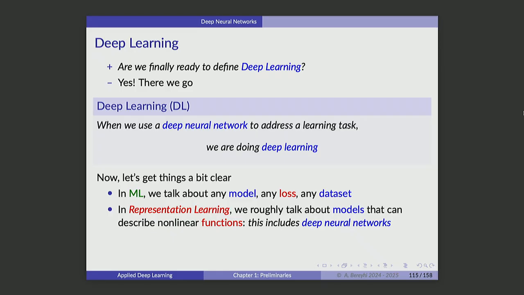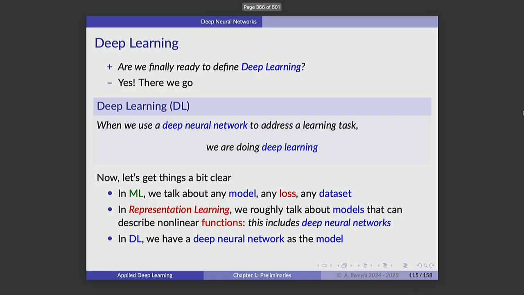So deep learning should be a subset of machine learning, because in machine learning, we talk about any model. Here, we talk about only deep neural networks, right? Now, deep neural networks, can they represent a nonlinear function? Yes, they can. So they can be a part of representation learning as well. They are a class of models which are able to represent nonlinear models. There are also some other classes, for example, polynomial models. They are also able to represent nonlinear functions, but they are not the classic deep neural networks. They are some specific models.